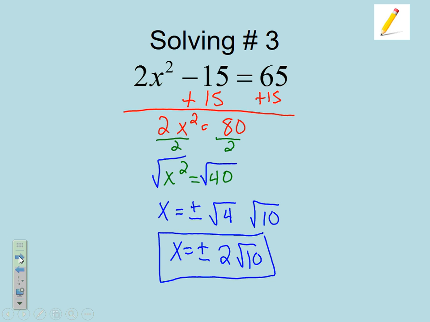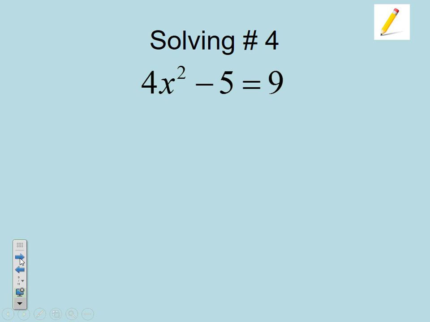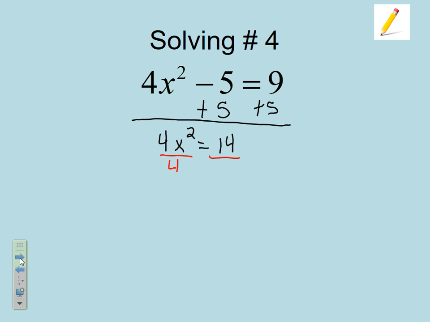All right, 3 left, ladies and gentlemen. Here we go. Example number 4. Please make sure you get it in your notes. First thing here, we're going to add 5 to both sides. 4x squared equals 14. Then we're going to divide both sides by 4.